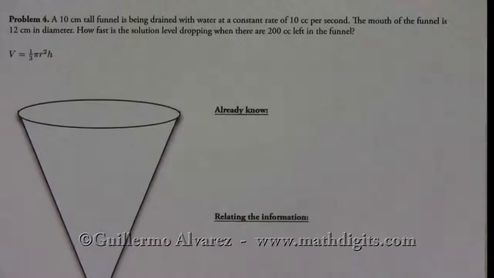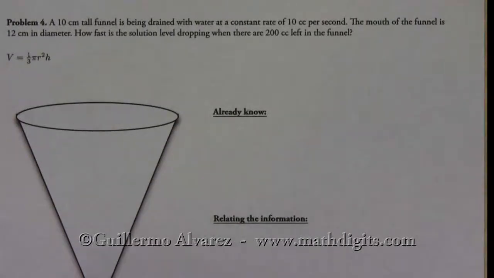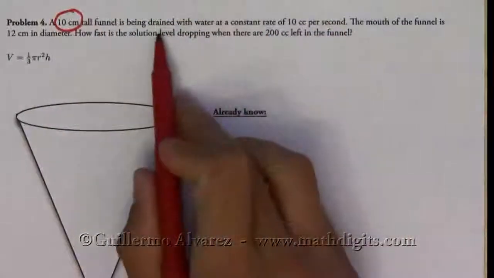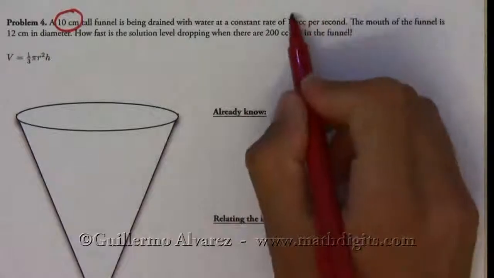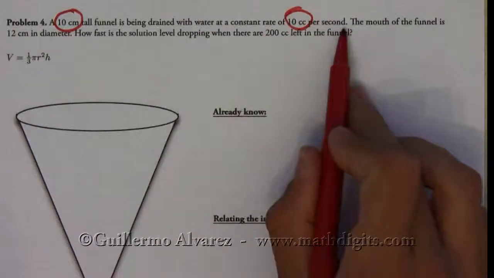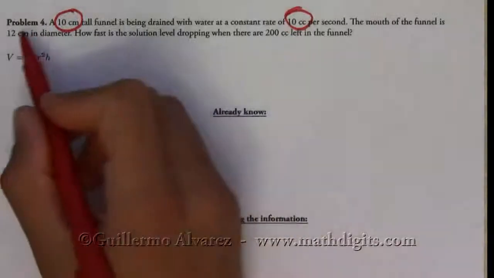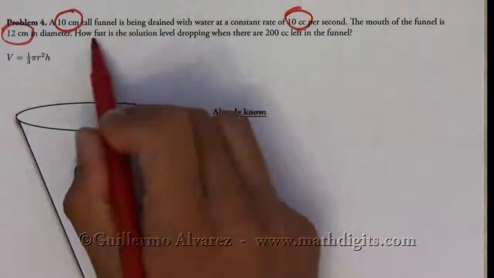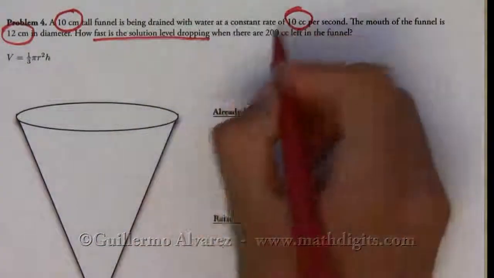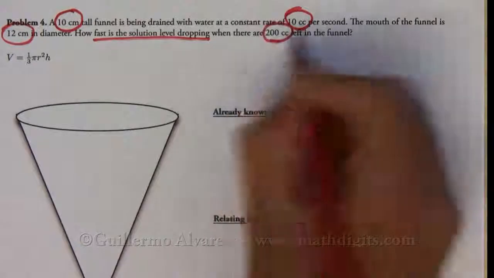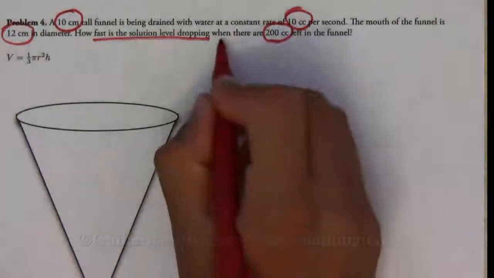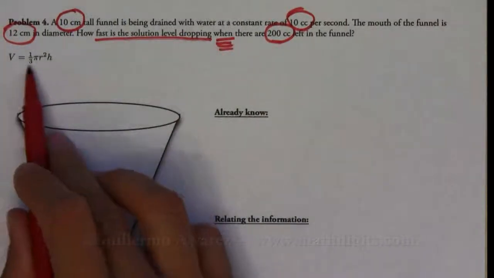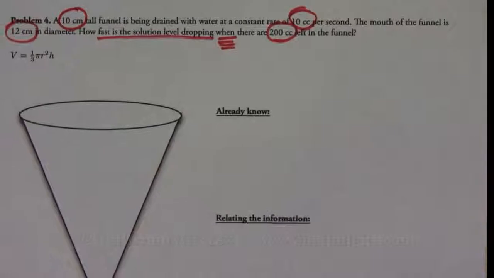Okay, so here we have a cone-related rate problem. It says that a 10 centimeter tall funnel is being drained with water at a constant rate of 10 cubic centimeters per second. The mouth of the funnel is 12 centimeters in diameter. How fast is the solution level dropping when there are 200 cubic centimeters left in the funnel? Keyword: when. And here we have the formula for the volume of a cone.